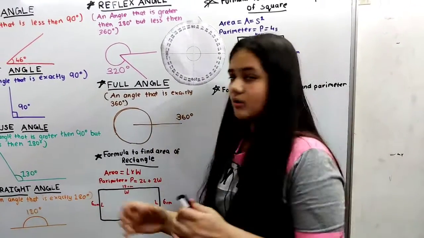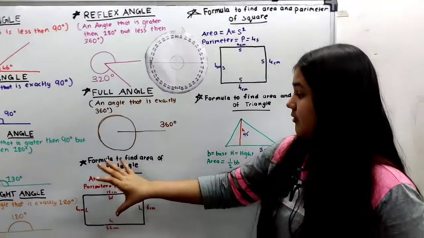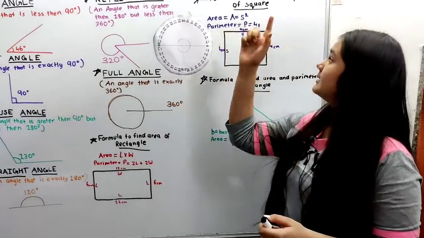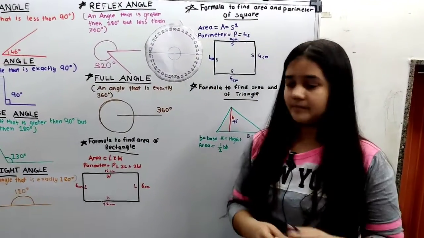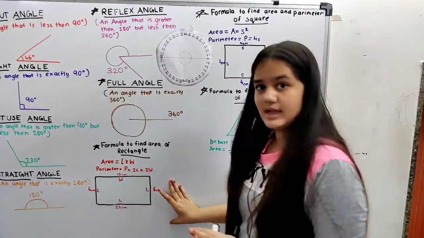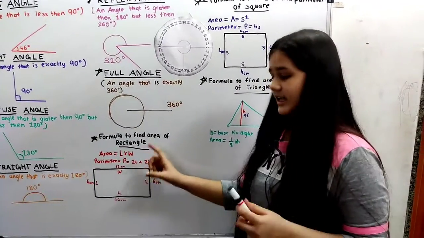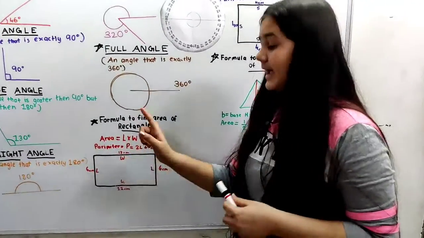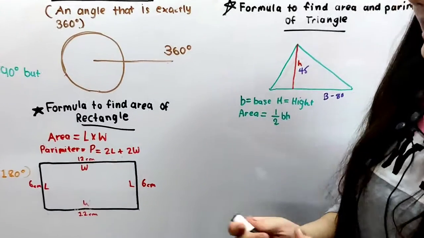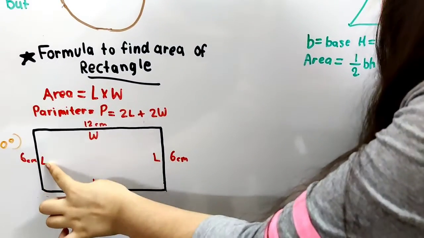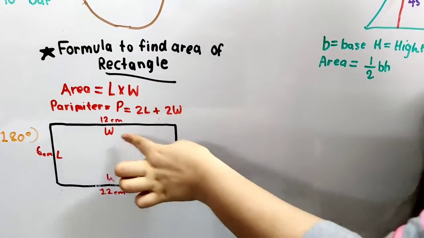Now, let's go to the formula to find the area of a rectangle, square and triangle. So, let's first start with the rectangle over here. The formula to find the area of a rectangle is basically L into W. L is the length over here and W is the width. You can also call it the base.